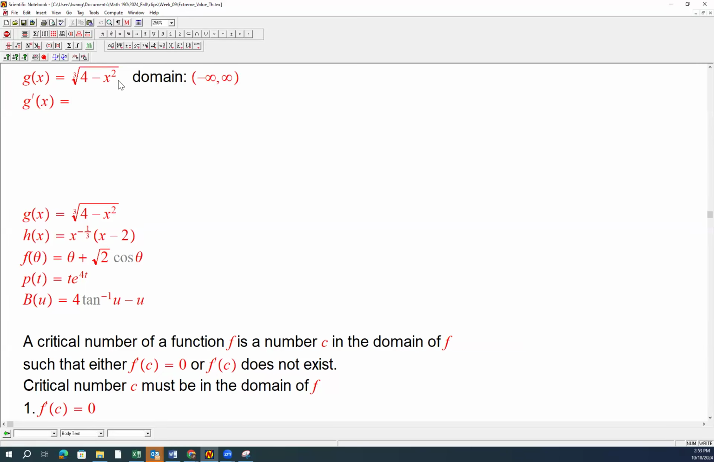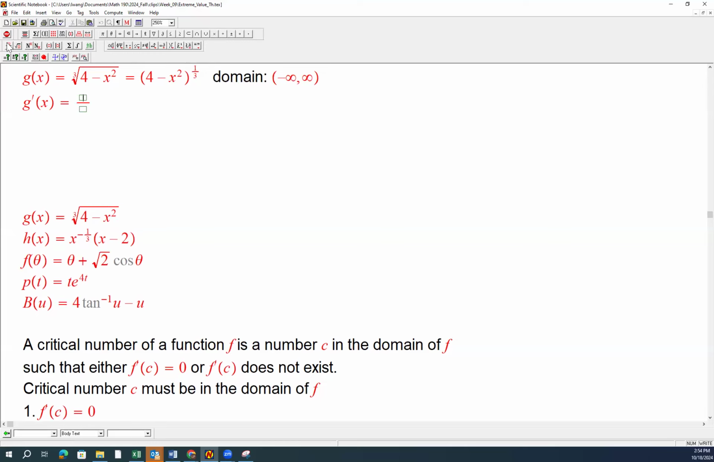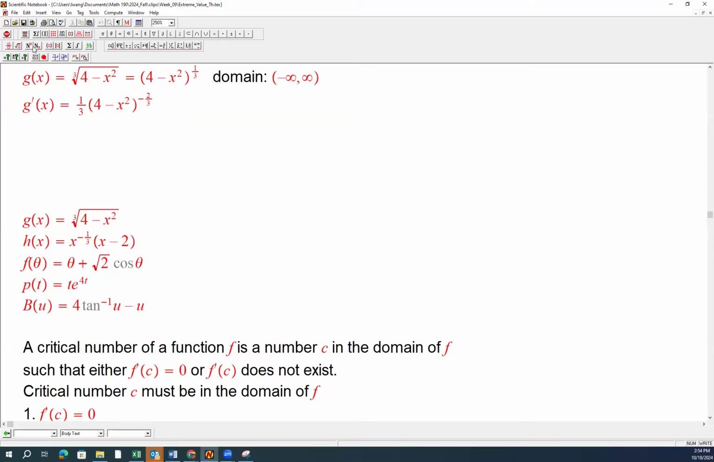How do we find the derivative? We're going to do the chain rule, right? So we're going to rewrite this function, if you like, as 4 minus x squared raised to the power of 1/3. So when we take a derivative, we use the power rule. This power 1/3 minus 1 is going to be negative 2/3. And then we have to take a derivative of the inside of the parentheses, which will give us negative 2x.